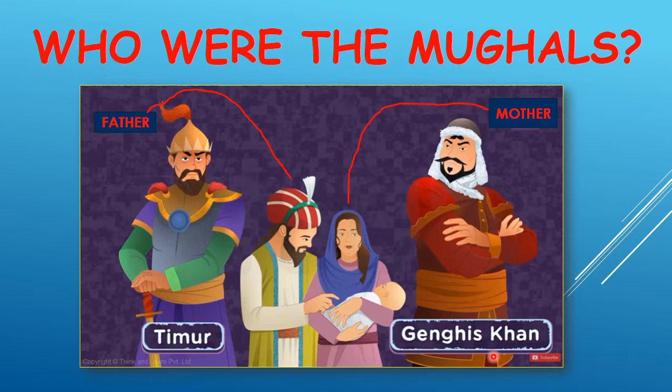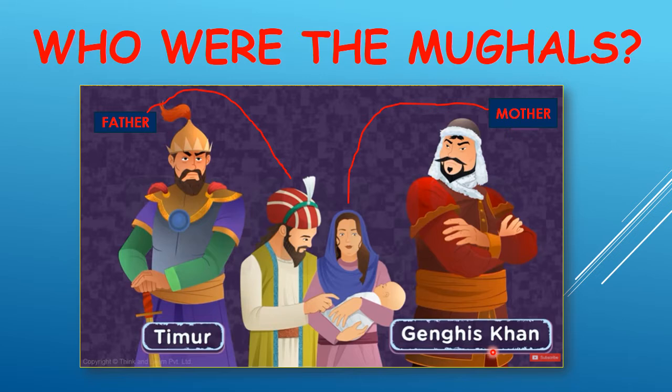From their father's side, they were related to, or descendants of, Timur. Now who was Timur? He was the ruler of Iran, Iraq, and modern day Turkey. And if you remember, he came to India and he captured Delhi in 1308 and ruled. So he was a great ruler.